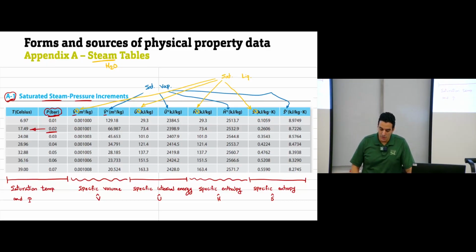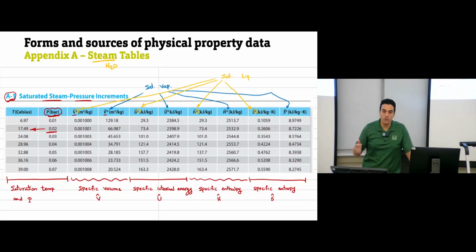Okay, so if I tell you I have saturated vapor at 0.05 bar, what is the specific enthalpy for saturated liquid or vapor? Let's assume we have saturated liquid at 0.05 bar. So what will be the specific volume? Can anyone find it?